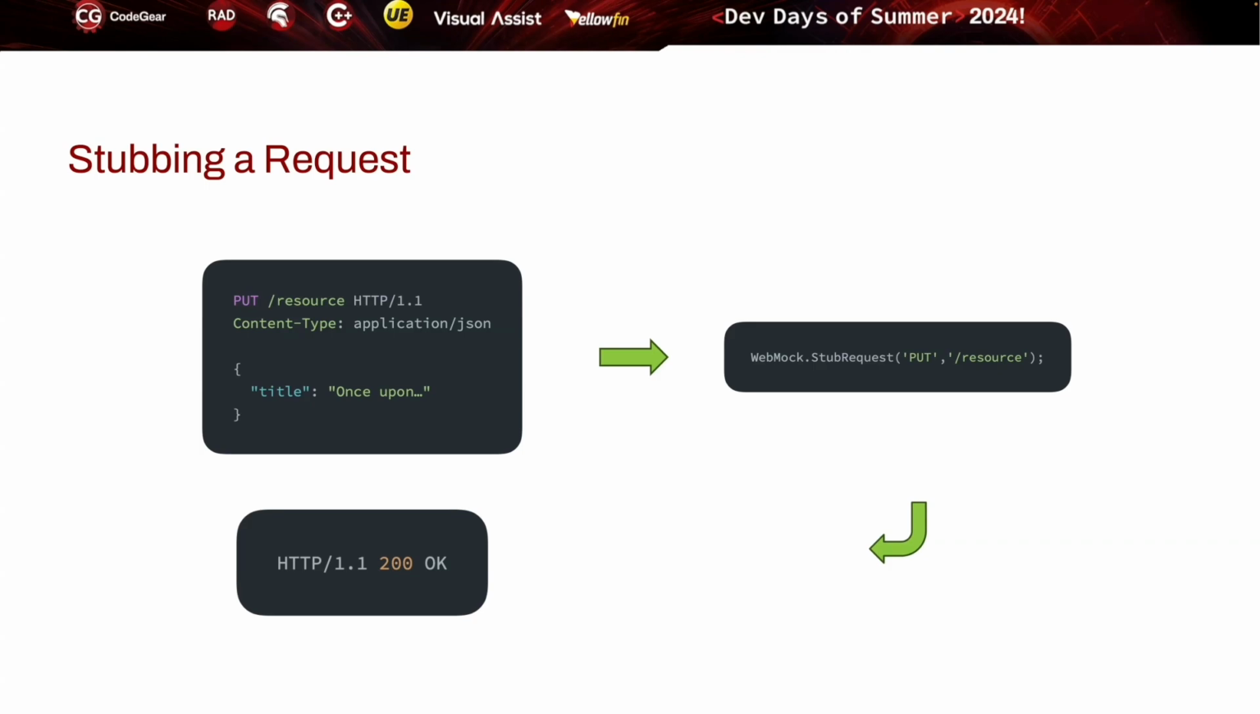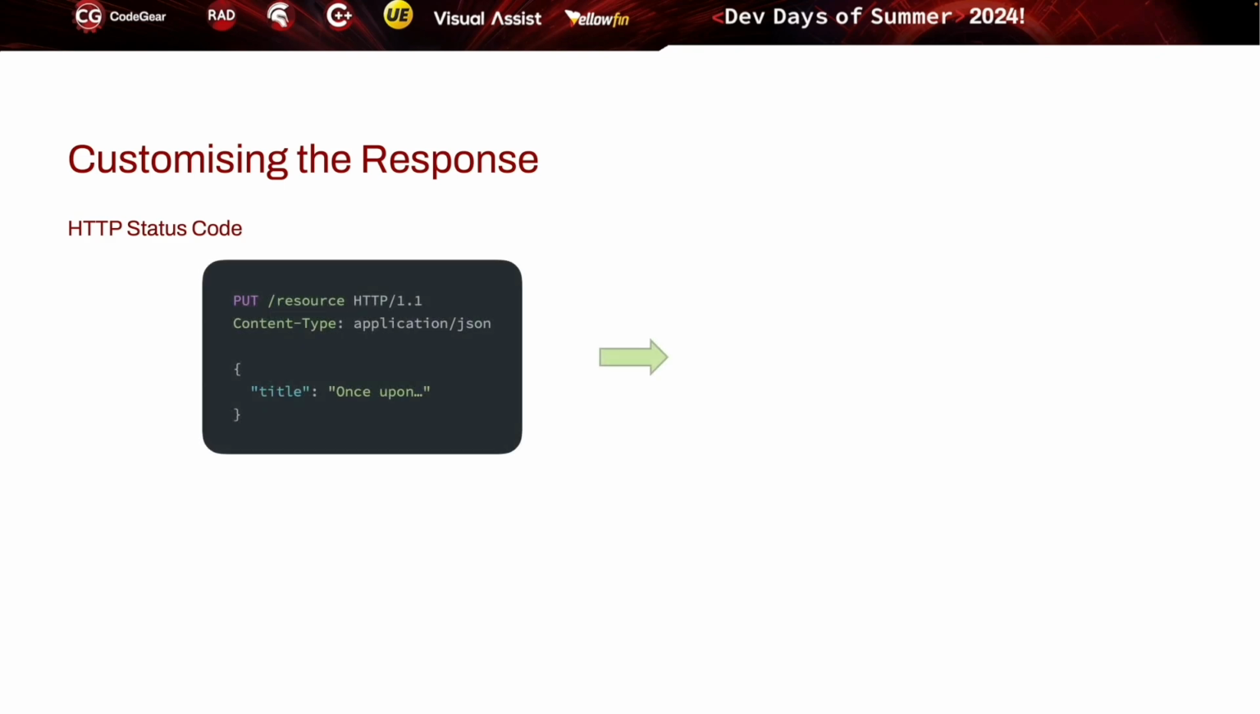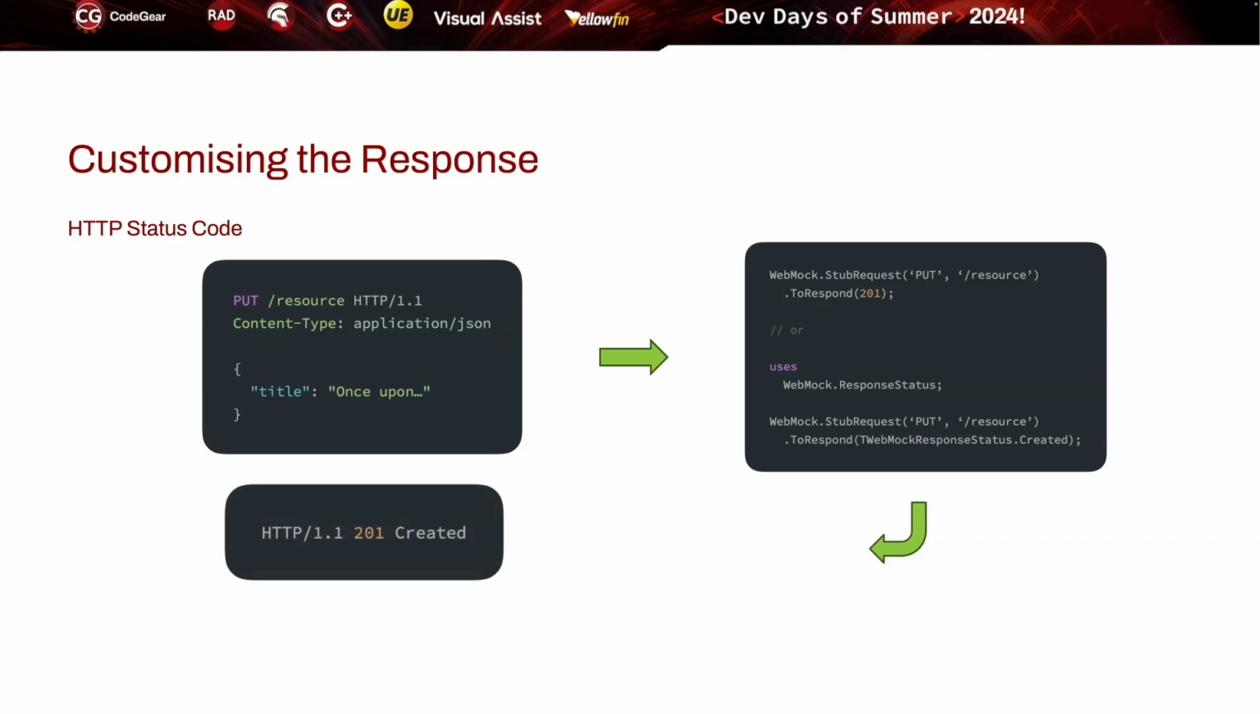That's if you don't change the behavior. So let's have a look how we can customize the response. So as before, put resource. We are matching put resource, webmock.stubRequest put resource. And here we're changing the HTTP status code to respond 201. So on the right hand side there you can see the first 2 lines, to respond 201.